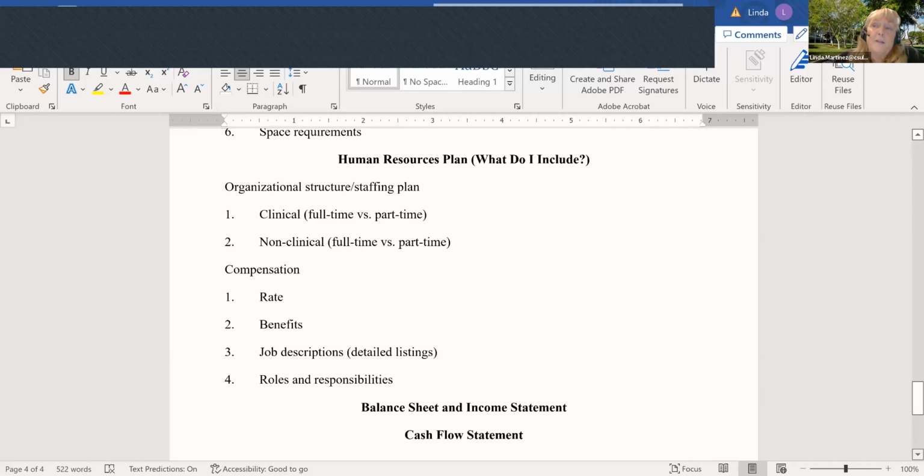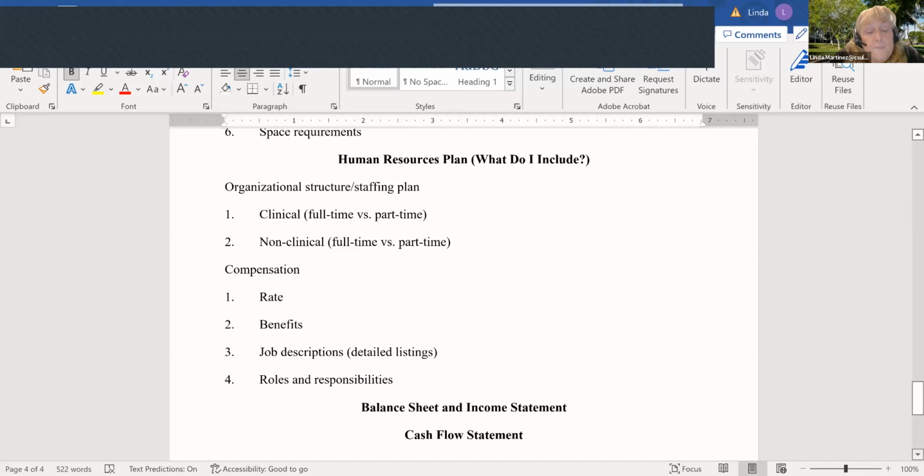Are you going to have, and this would include not just insurance benefits, but what about time off, vacation time? How much vacation time will they get for every year they've worked there? Or maybe they don't get any the first year, or whatever you decide the benefits are going to be.